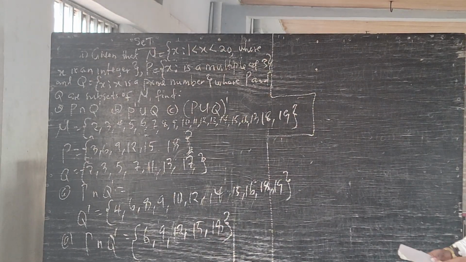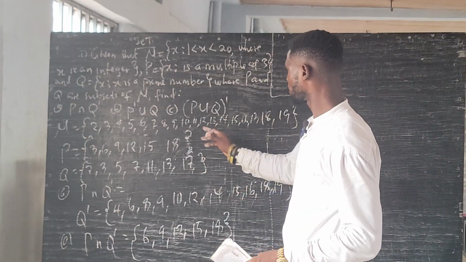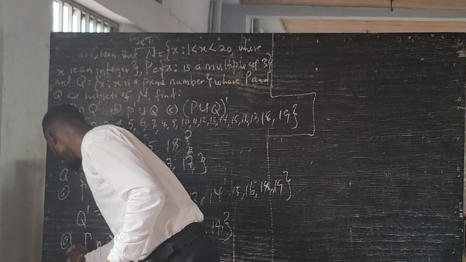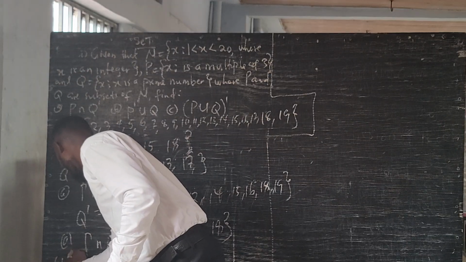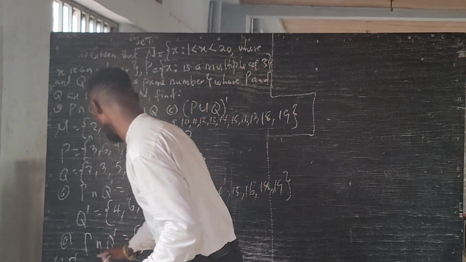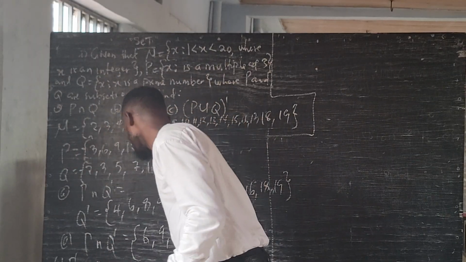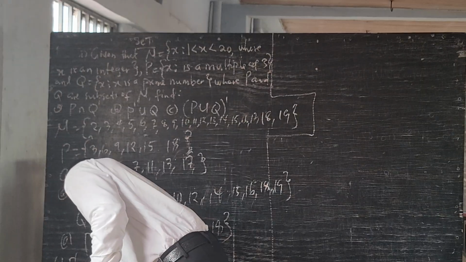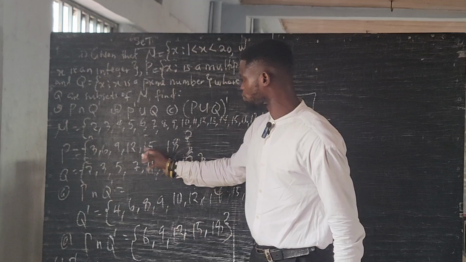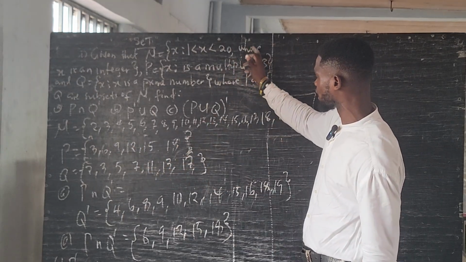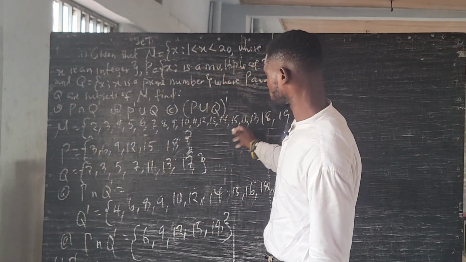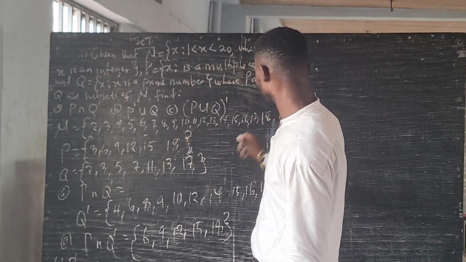So the second one is the complement of P union Q. You need to find the complement of P first. Now, like I said earlier, the complement of P is what belongs to the universal set that you cannot see in P. The universal set is 2, 3, 4 to 19.